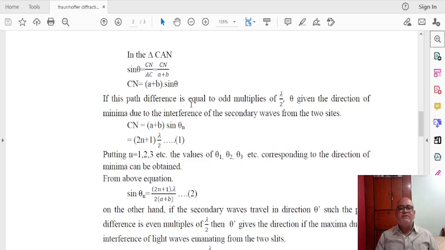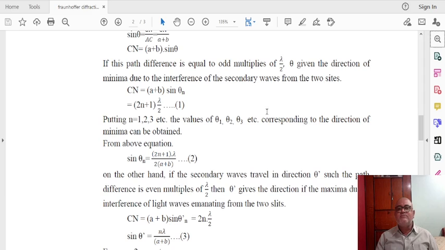Here, if this path difference is equal to odd multiples of lambda by 2, then theta gives the direction of minima due to the interference of the secondary waves from the two sides, and therefore Cn equals (a + b) sin θn. And here, (2n + 1) into lambda by 2, this is nothing but putting the values of a + b, because it is an odd multiple of lambda by 2.